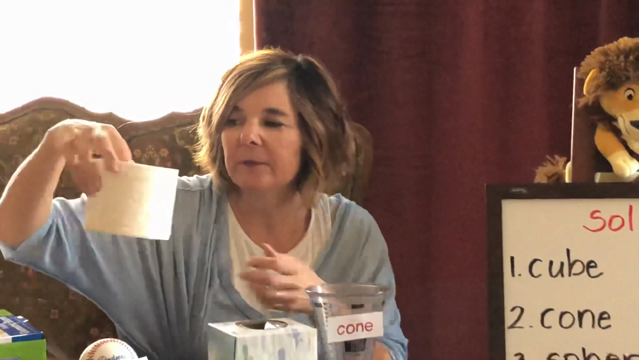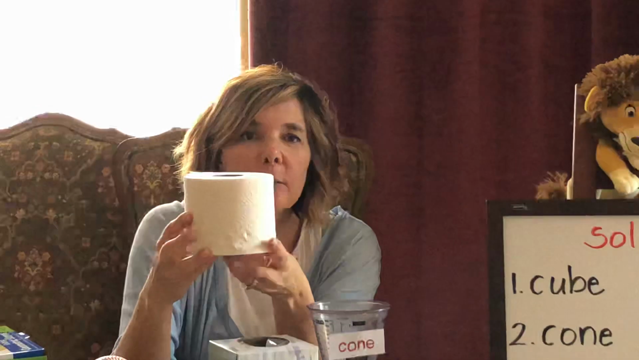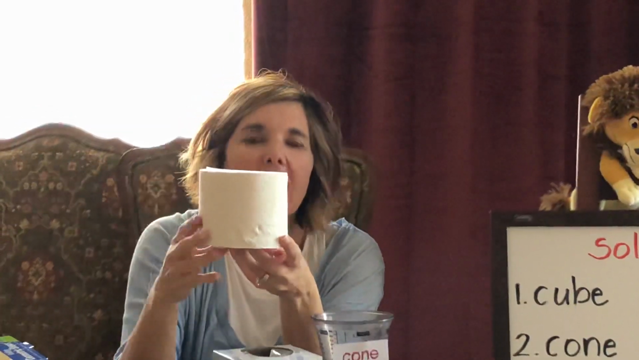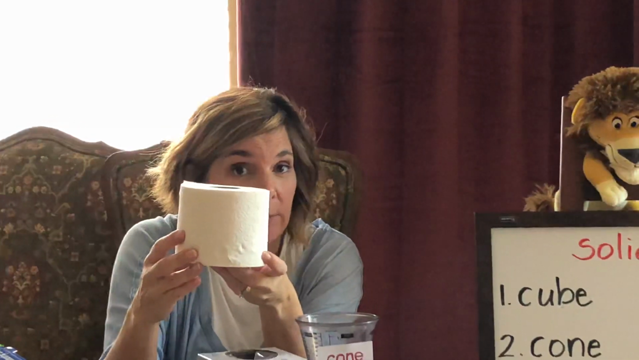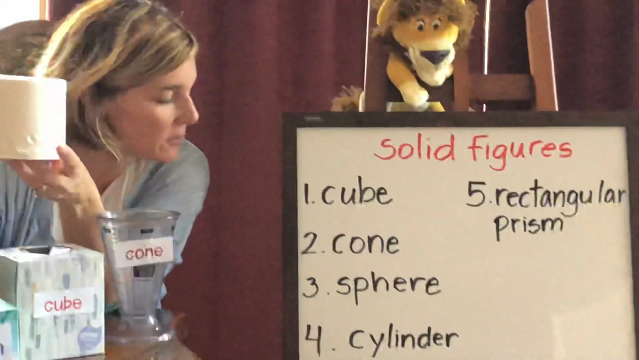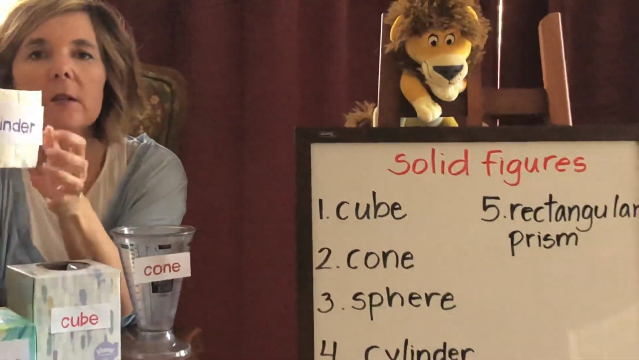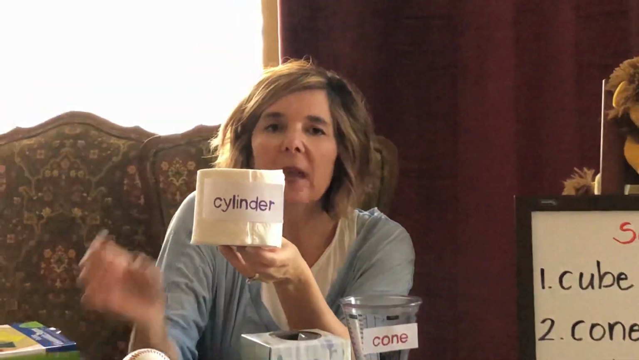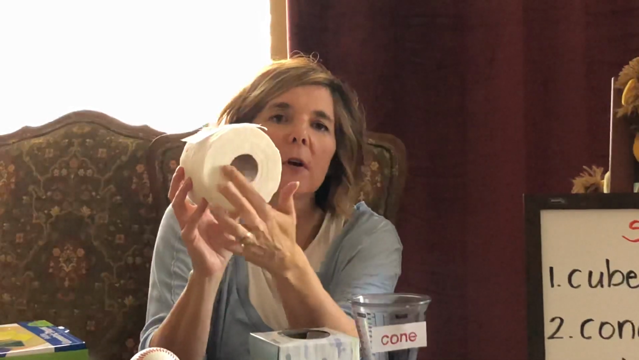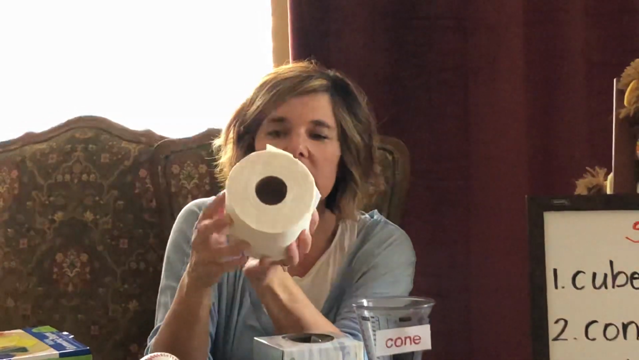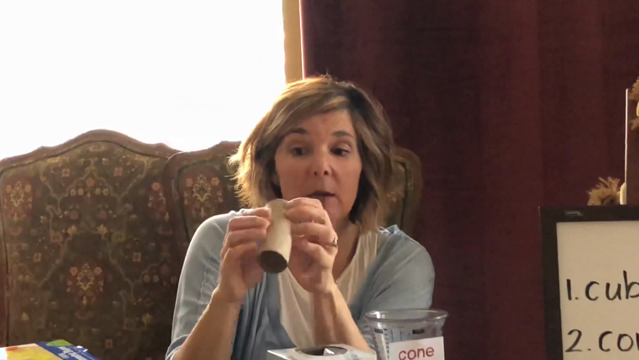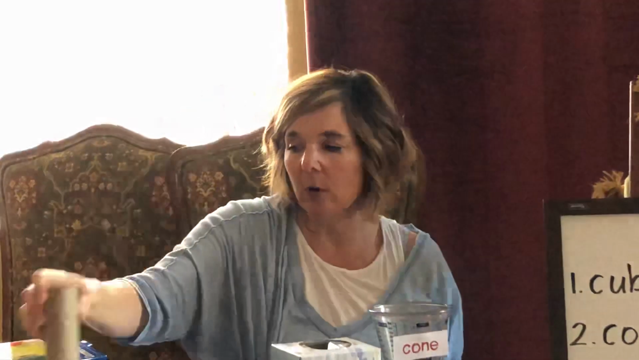Here's our next one. Now what's funny about this is you probably heard Mom and Dad talk about how valuable toilet paper is right now. This toilet paper has a solid figure name to it though. Can you guess it? It's the one we haven't talked about yet, number 4, cylinder. A cylinder can roll, and it has the shape of a circle on one end or on both ends. Here's an empty one. We use these for crafts sometimes. It's a cylinder and it can roll.